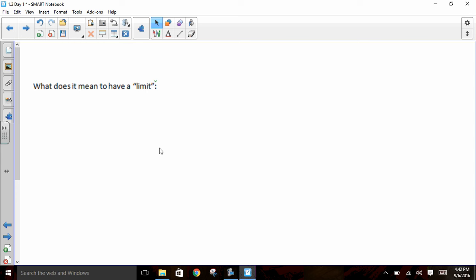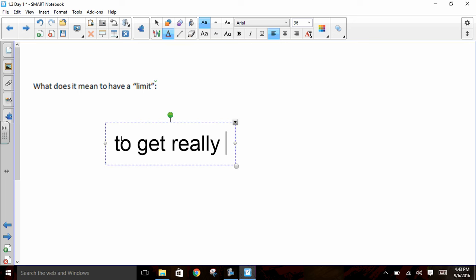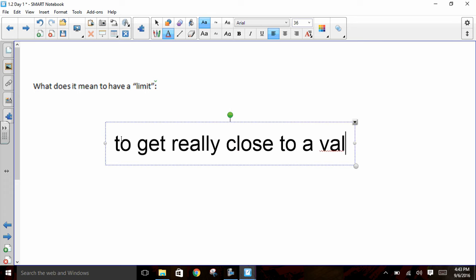Welcome to Calculus Day 1. Today we're going to start diving in to figuring out what the basics of calculus are. So yesterday in your little beginning of calculus book, you were asked to define what it means to have a limit. So the definition of a limit is to get really close to a value but not actually touch it.